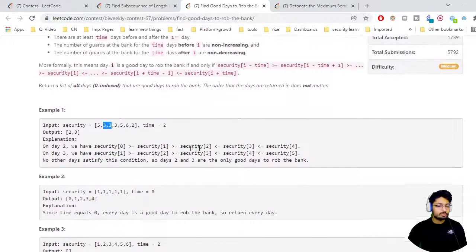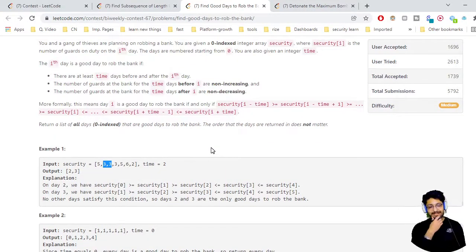As you can see, these 2 indexes are fine, so you have to print them out. So how can you do that? My first target is to check that there are at least 2 days before and 2 days after. How can I check that? It is relatively simple. If I know the index I am on, then I can easily check how many days are available before and after, because I know the total length.